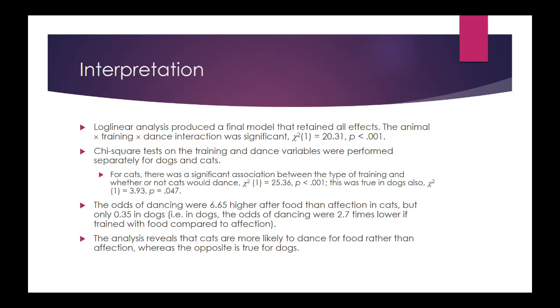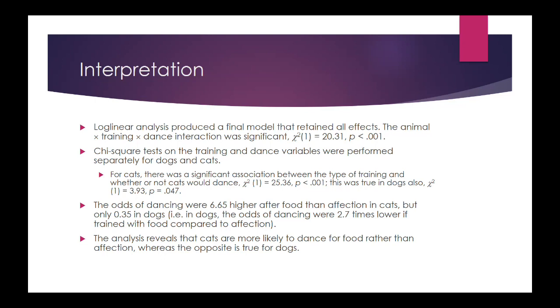We then look at our follow-up chi-square test that we saw on that last slide. What we found is for cats, there was a significant association between the type of training and whether or not they danced at 25.36 and less than 0.001. This was also true for dogs, as we saw in that previous p-value, at 3.93 and 0.047. However, the odds of dancing were 6.65 times higher after food than affection in cats, but only 0.35 in dogs. Another way to interpret it is that the odds of dancing were 2.7 times lower if trained with food compared to affection. So our overall result is that the analysis reveals that cats are more likely to dance for food rather than affection, whereas it's the opposite for dogs.